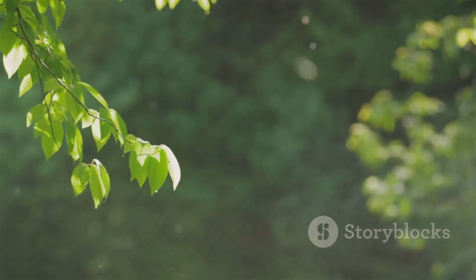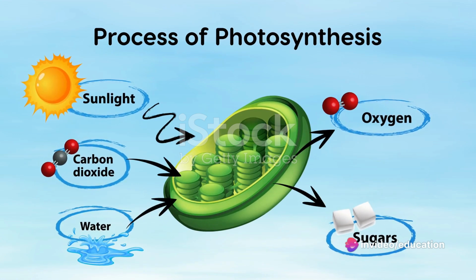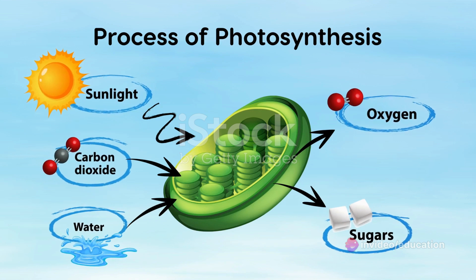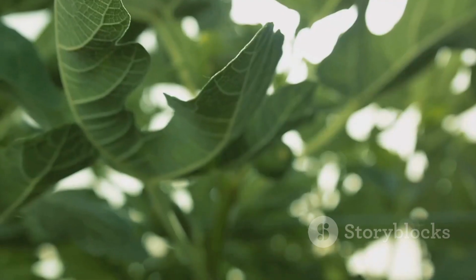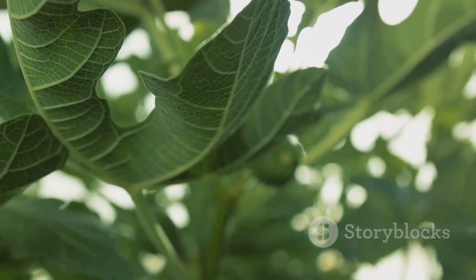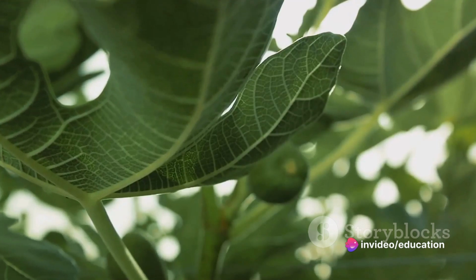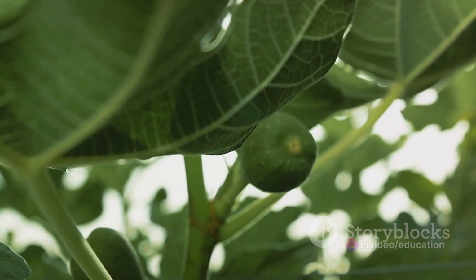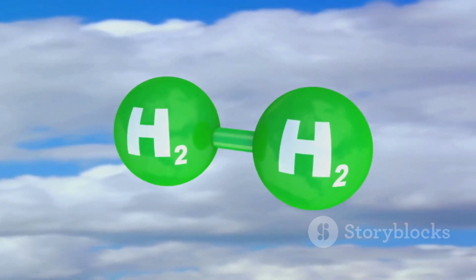Now, these excited electrons don't just sit around. They are immediately put to work in the electron transport chain. This is a series of proteins within the thylakoid membrane that facilitate the transfer of these electrons. As the electrons move down the chain, they release energy. This energy is used to pump hydrogen ions across the membrane, creating a concentration gradient. And this is where the magic of ATP creation happens.